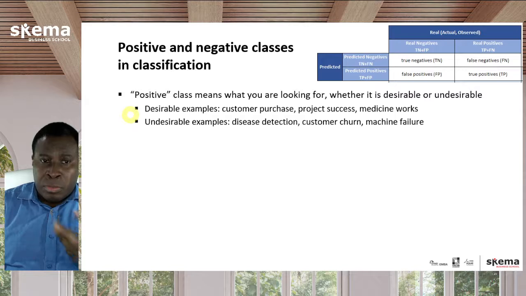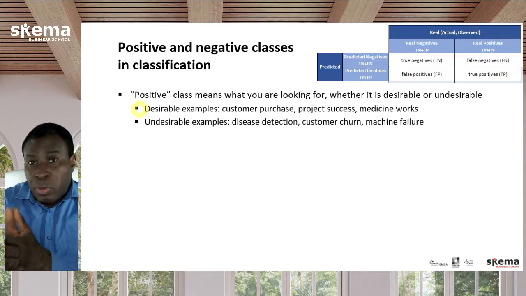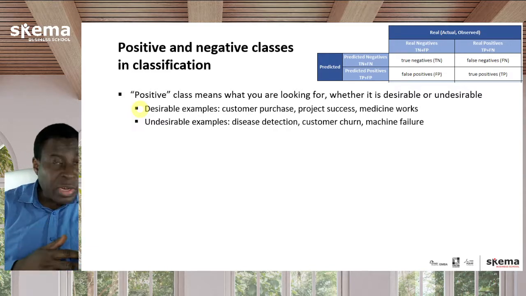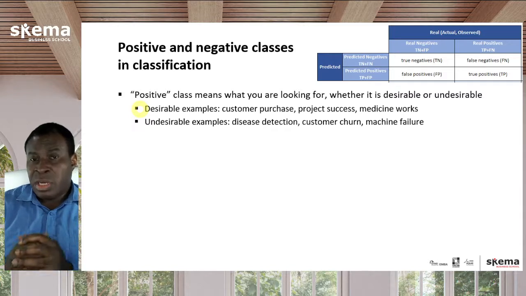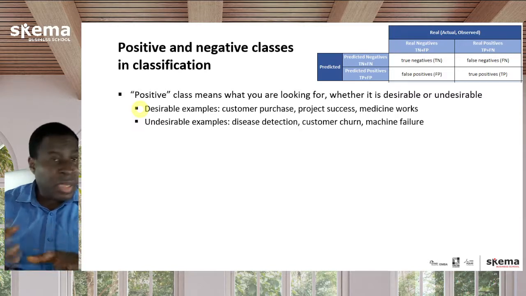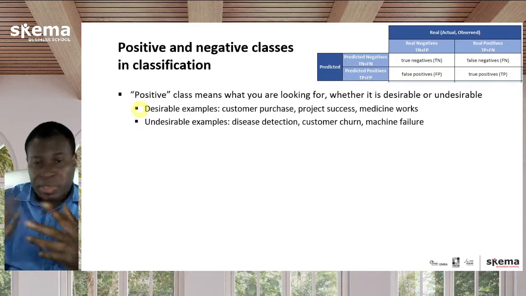In our modeling, some desirable examples: we might be looking at which customers will purchase or not. Those who purchase, that's a positive case. Which projects will succeed or not. Those that succeed are the positive case. Does the medicine work or not? And when it works, that's a positive case.